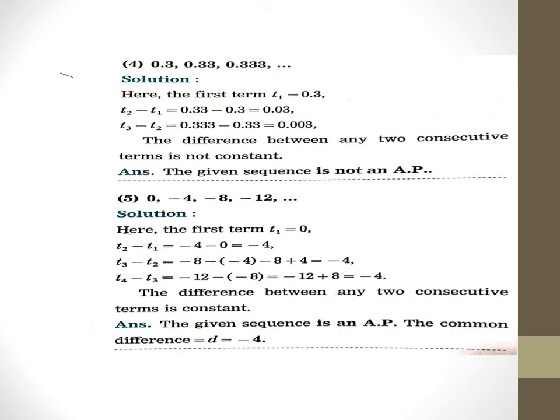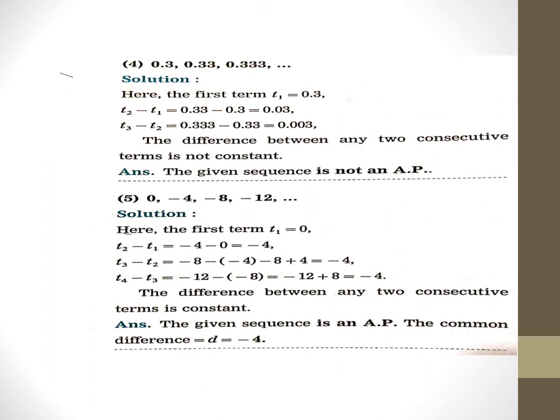See the next. Here they have given 0.3, 0.33 and 0.333. In that case, the first term is T1, and we want to find whether it is an AP or not. One sequence is given, but is this an AP or not? For that, what do you want to do? You want to calculate the common difference between consecutive terms. T2 minus T1, 0.33 minus 0.3, you are getting 0.03. Then T3 minus T2, 0.333 minus 0.33, 0.003. The difference between any two consecutive terms is not constant, therefore this sequence is not an AP.